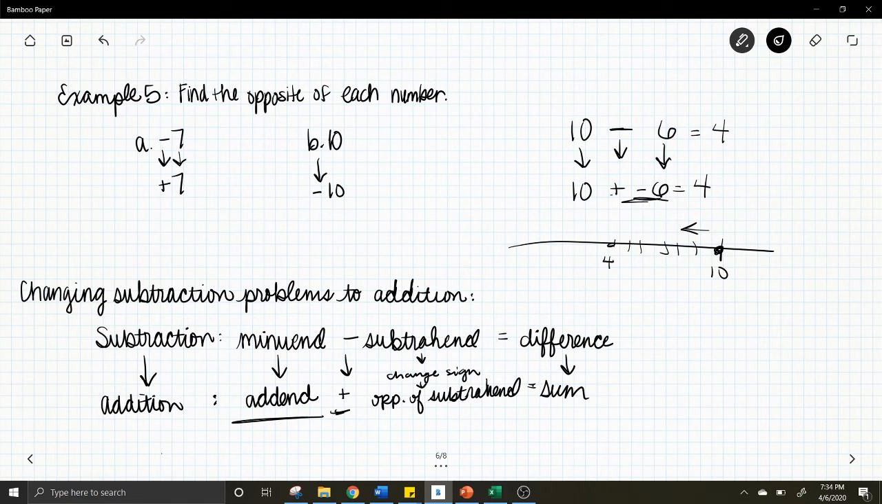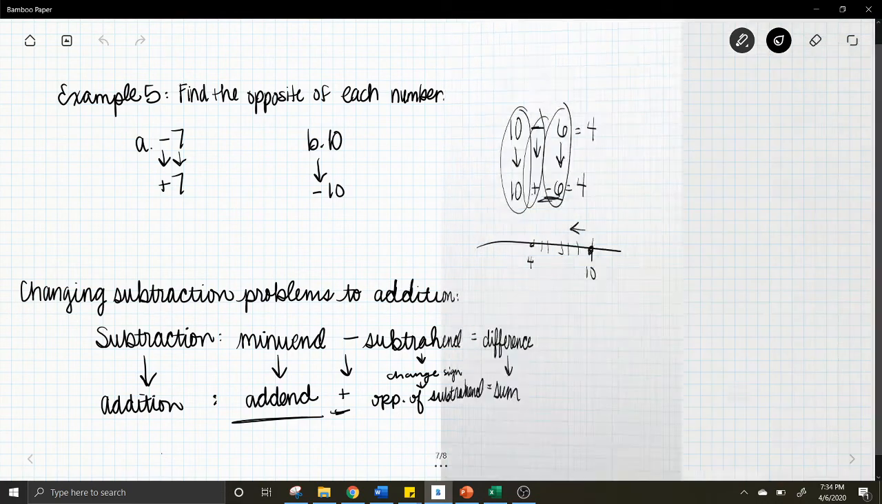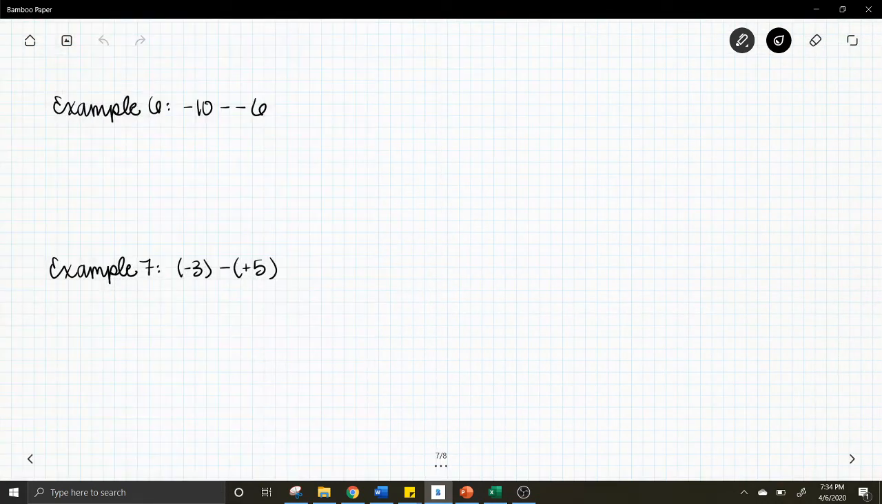So your minuend turns into your first addend, so you don't have to change the first number. You change your sign, and then you do the opposite of your subtrahend. So let's do a couple examples of that. First, we have example 6. We have negative 10 minus negative 6. So this is what I'm talking about. Sometimes it gets a little messy. We have all these minus signs or negative signs. All of that in there gets a little icky, so we're going to change it.